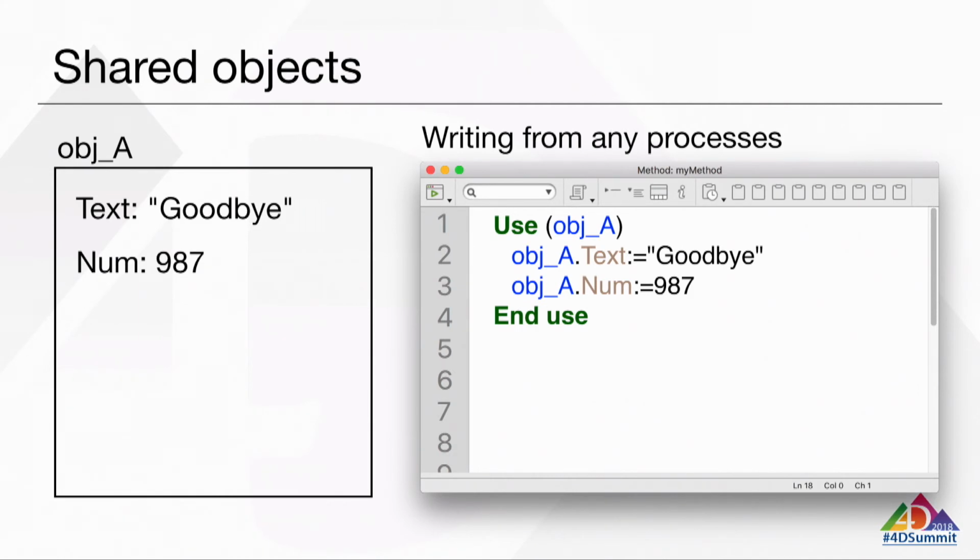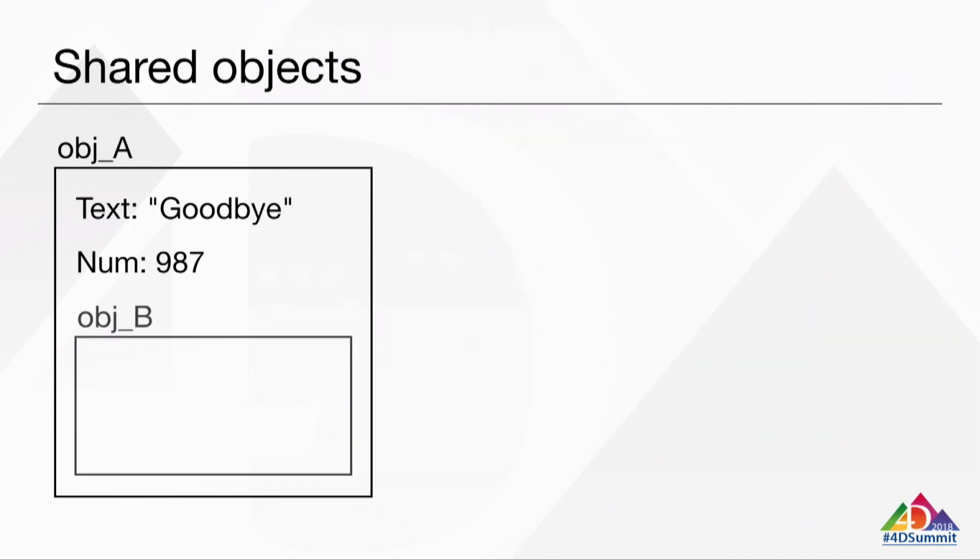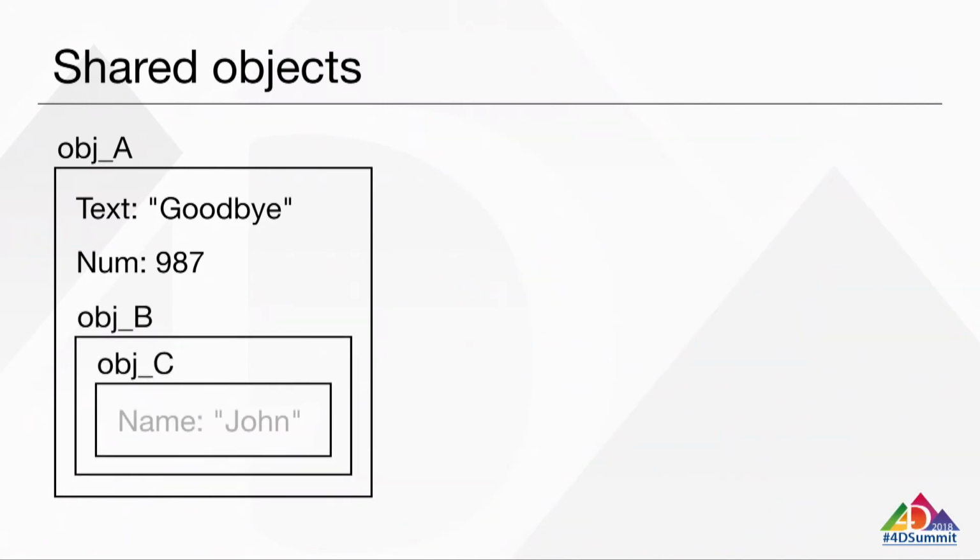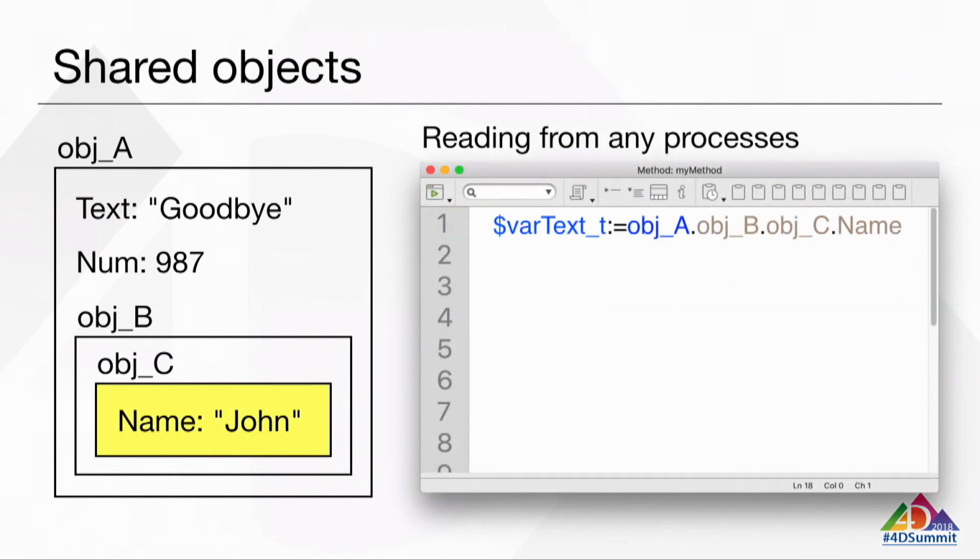Okay. An object can also contain another object or sub-objects, multiple levels. Once you have the parent set to shared objects, if you want to read even from the inside, you don't need to ask permission. You can just reference it directly in that manner: object A dot object B, using dot notation to go directly to that item.